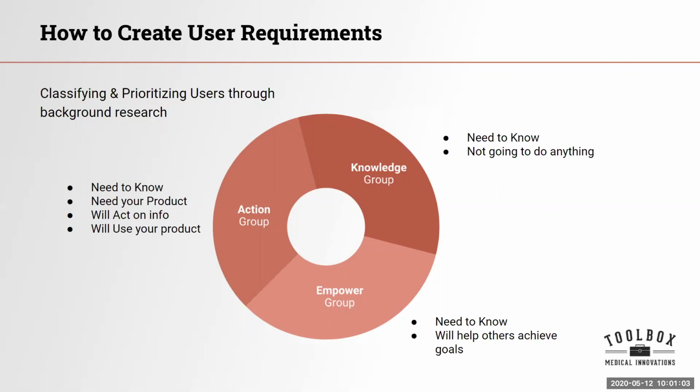Empowered, these are the people who need to know about your product and will help others achieve their goals. So this would include maybe investors who will decide whether or not they want to invest in your product and providing the resources to build the product. The action group, this is your priority group. These are the people who need to act and are the people who want to use your product. They'll probably even include potential beta sites. Understanding this group's needs is critical to ensuring success.